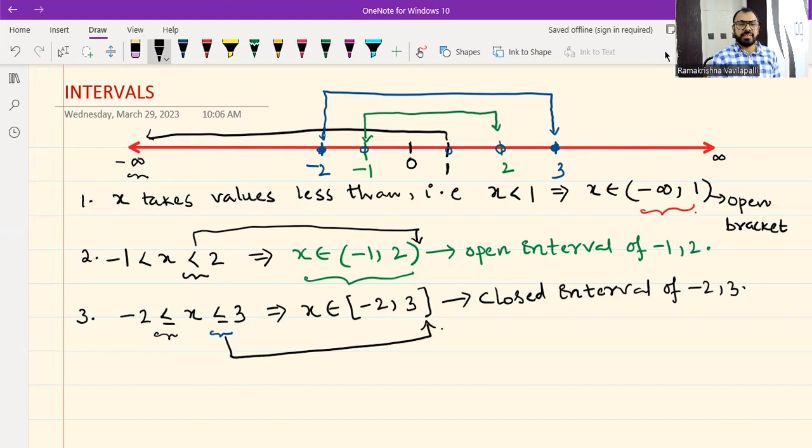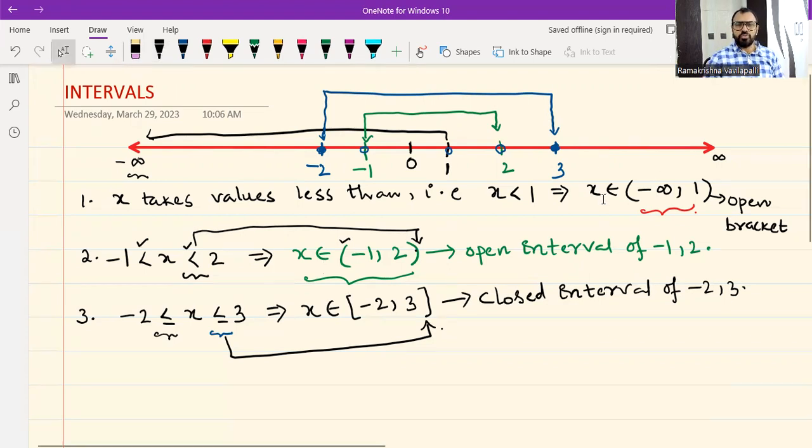For strict inequality, use open bracket. Wherever strict inequality comes, there you have to use open bracket. Right side strict inequality, so right side open bracket. Left side strict inequality, so left side open bracket. Here, less than or equal to is non-strict inequality, so we have to use a closed bracket.